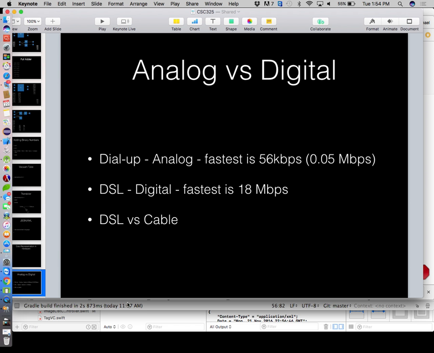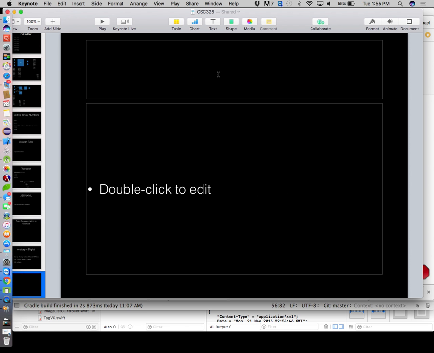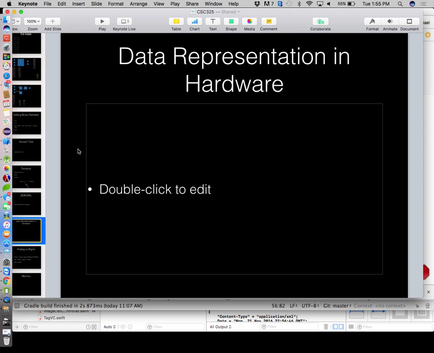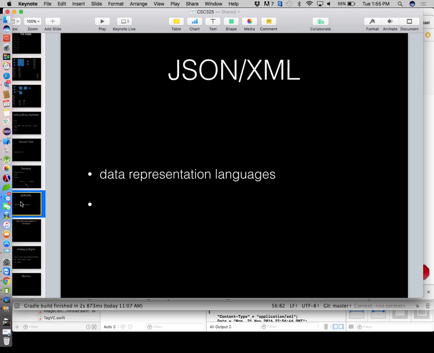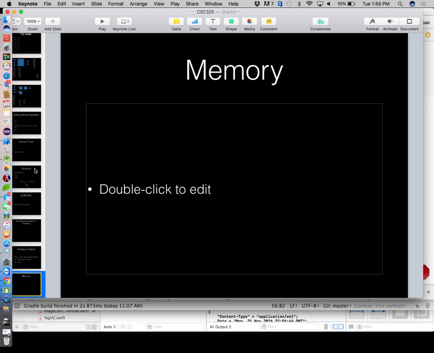All right. Anything else of interest between DSL and cable that we came up with? All right, so let's talk about memory. Did we start talking about this? So we were talking about data representation. Talked about JSON and XML. All right, so let's talk about the nature of memory.